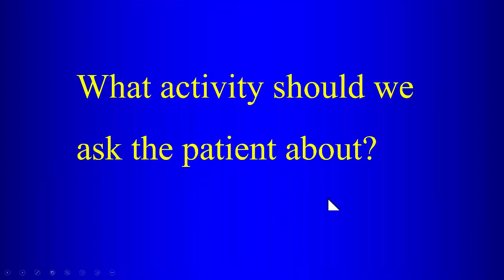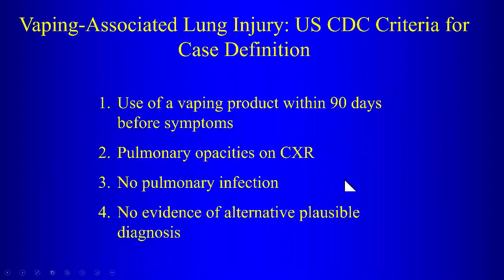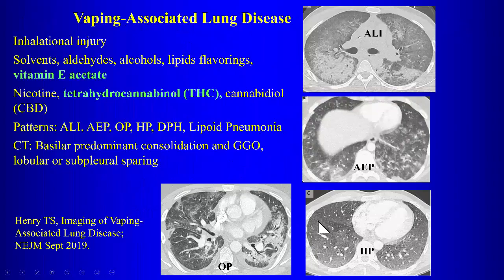And the activity, of course, that you need to ask these people about, as you brought up, is does he vape, right? So the CDC criteria for this definition is not very satisfying. Use of vaping product within 90 days, pulmonary opacities on chest radiograph, no infection, no evidence of alternative plausible diagnosis. So it's pretty much a diagnosis of exclusion.